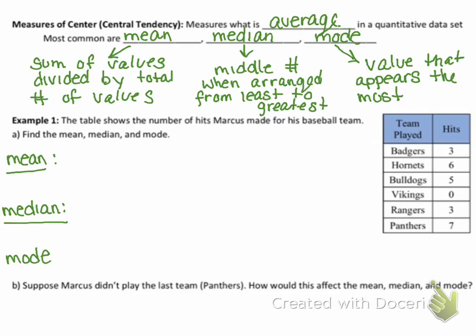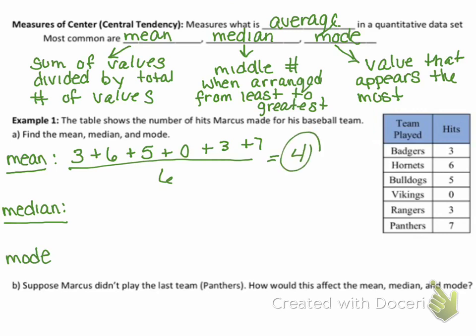So in our first example, it says, the table shows the number of hits Marcus made for his baseball team. We're going to find the mean, median, and mode. To find the mean, we add up all of our numbers. So we have 3 plus 6 plus 5 plus 0 plus 3 plus 7, all divided by 6. When I plug that into my calculator, I get a mean of 4. So that is one measure of center.